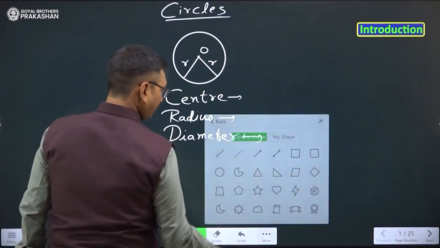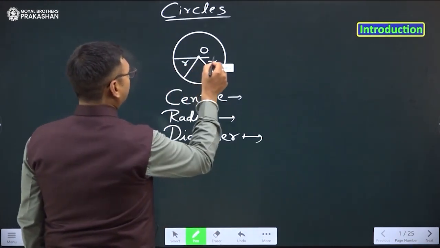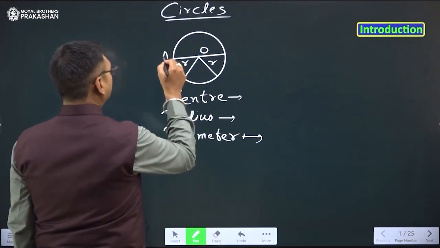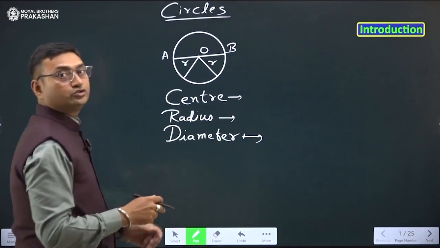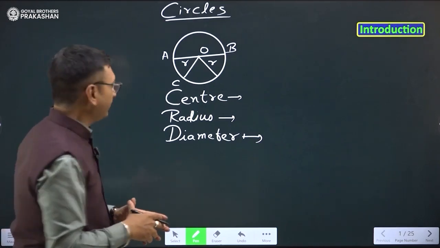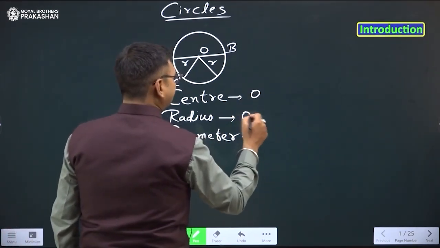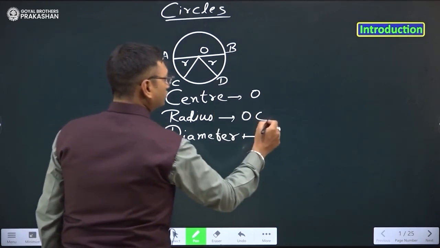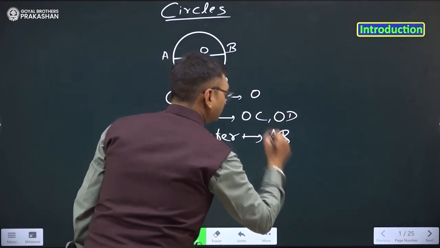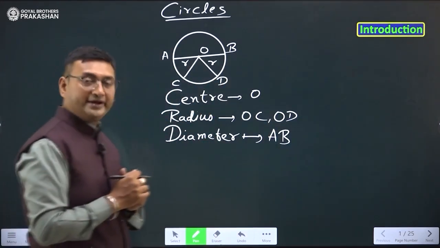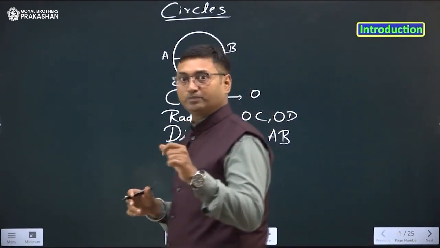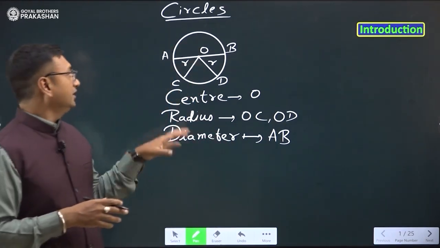For example, if I want to take a line segment, let's say something like this, and let's say it is AB. In this case, this is the diameter. And if I say OC, so OC is the radius. So center is O, OC is radius, or you can say OD is also radius, and diameter is AB. It is joining 2 points on the circumference of the circle, that is the boundary of the circle, and which is also passing through the center of the circle, so it is the diameter.